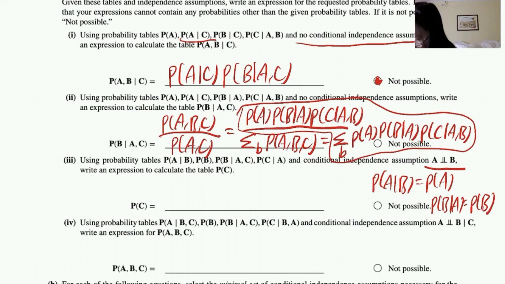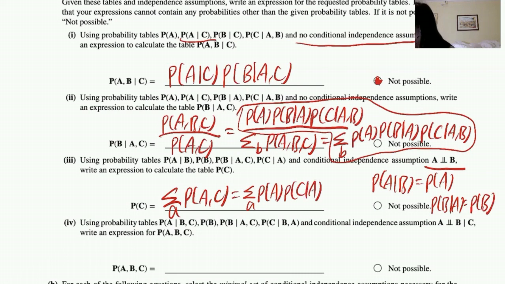So to compute probability of C, it is equal to summing over all A, probability of A, C. According to the chain rule, it is summing over A, probability of A times probability of C given A. And according to the independence, it is equal to summing over A, probability of A given B, probability of C given A.